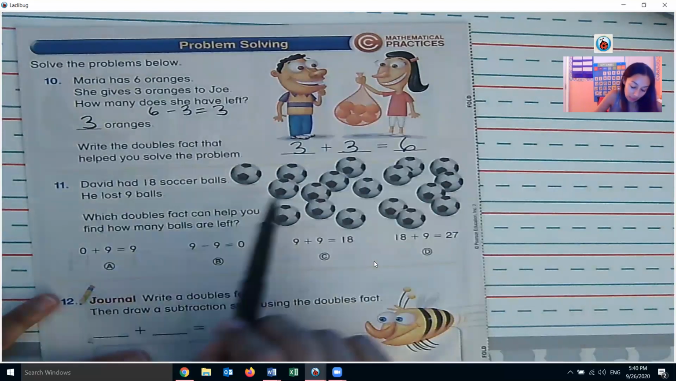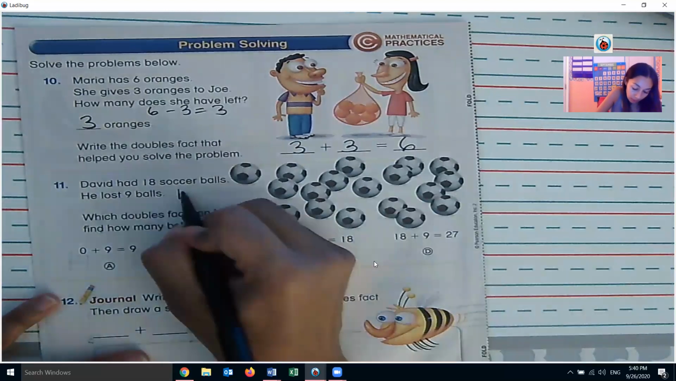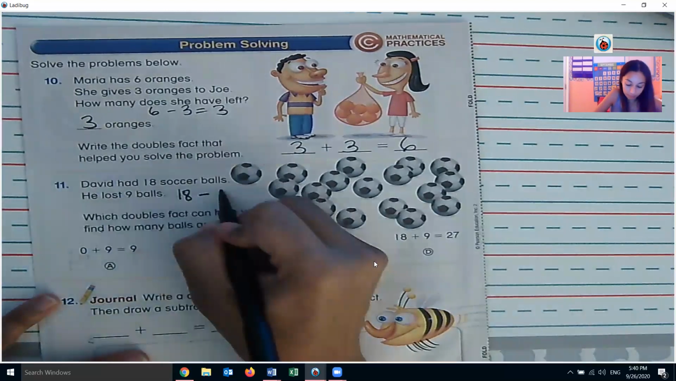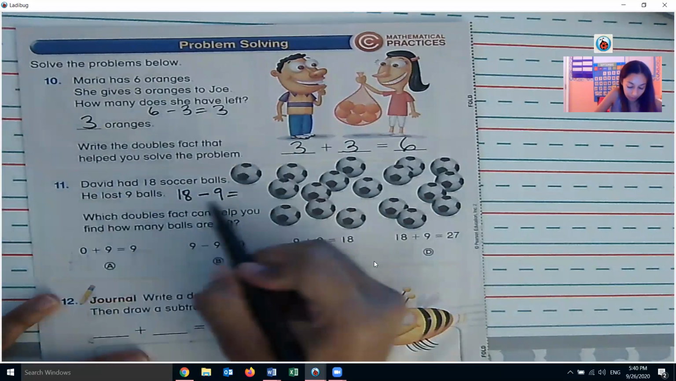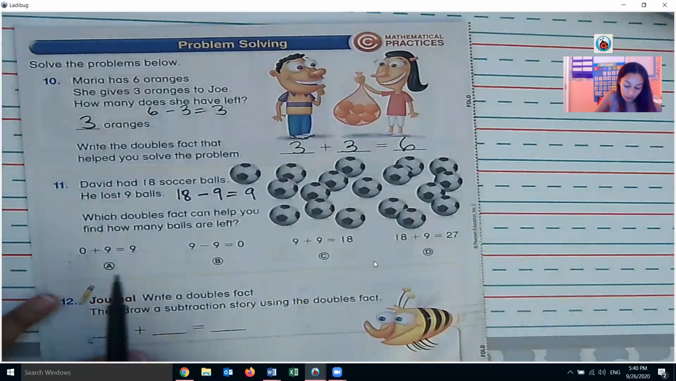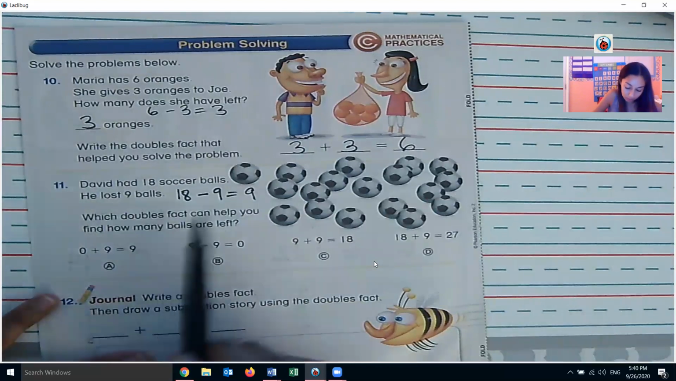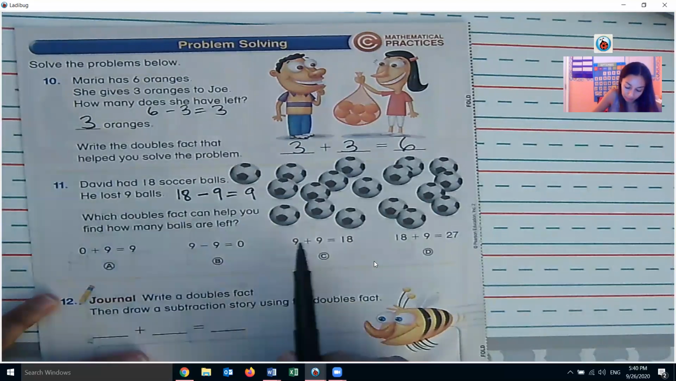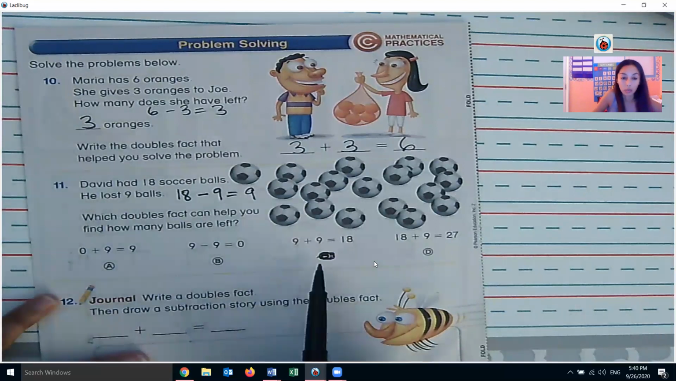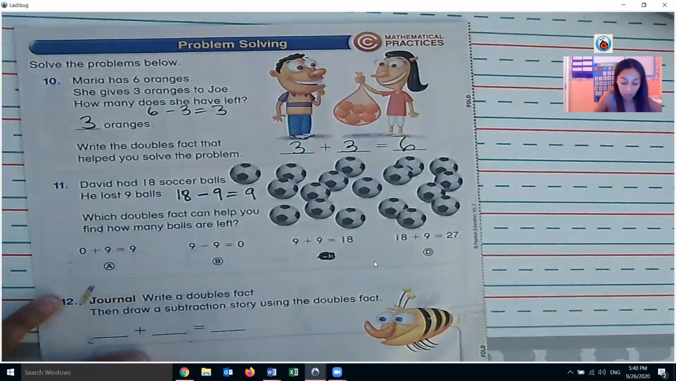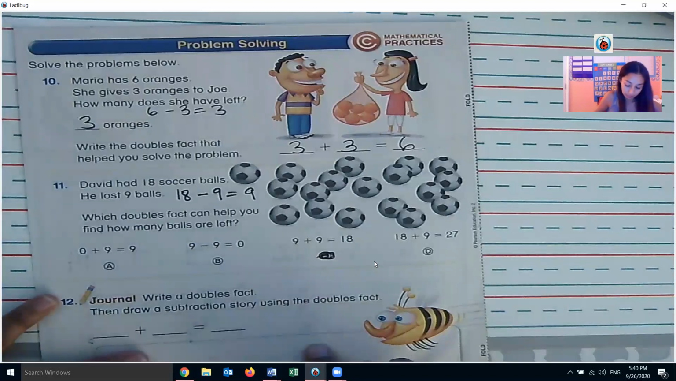David has 18 soccer balls. He loses 9, which is 9. What is the addition sentence that helps you find this subtraction problem? It would be 9 plus 9 is 18. So find the one that has the same 3 digits, just rearranged a little differently.